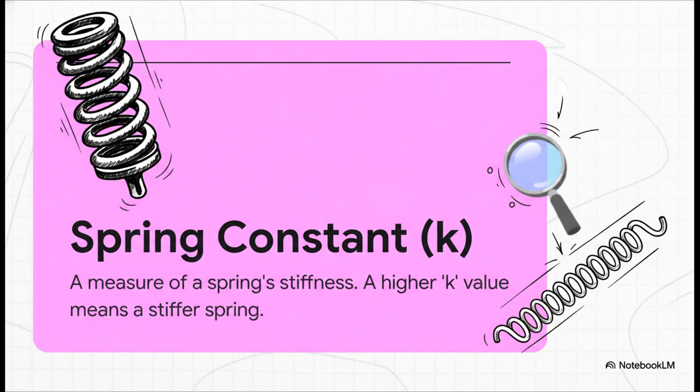Now, the steepness of that straight line we just saw, that has a special name. It's called the spring constant, or just K. And you can really think of K as the spring's personality. A really high K means you've got a super stiff spring, like in a car's suspension. A low K means a soft, stretchy spring, like the one in your ballpoint pen.